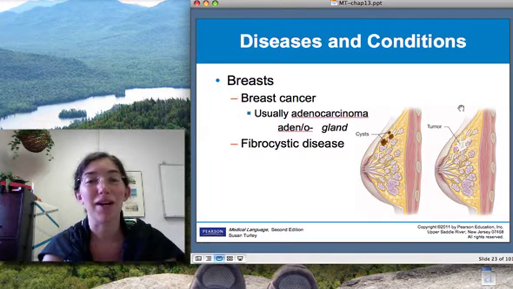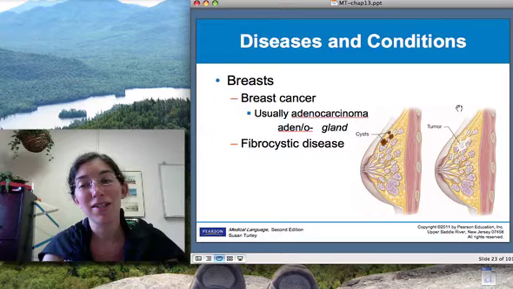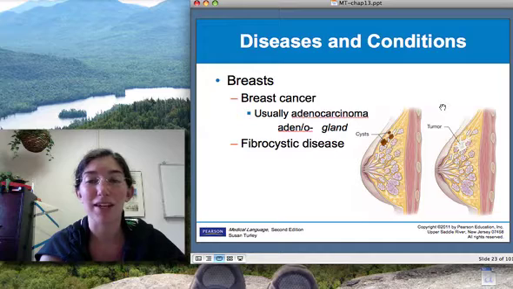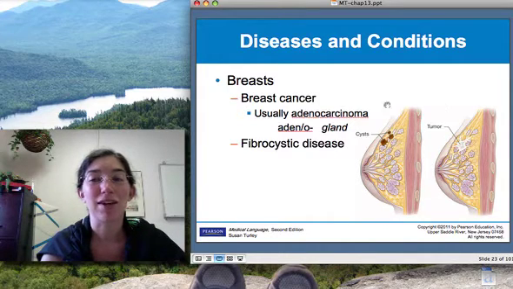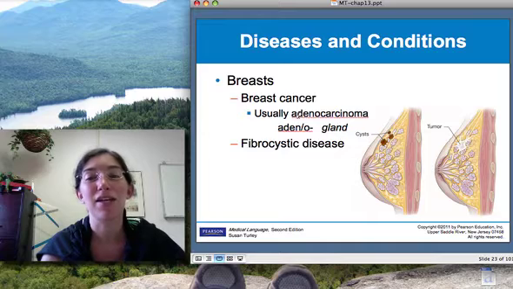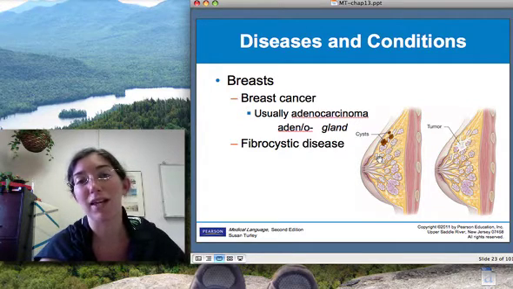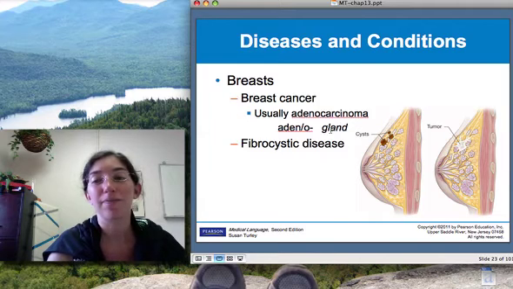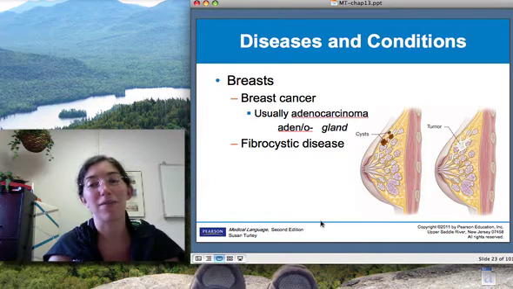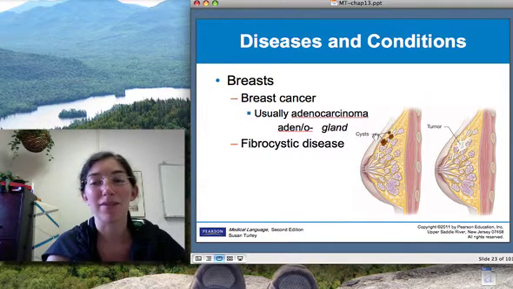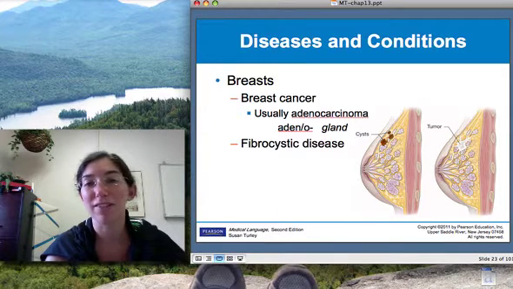Some conditions affecting the breasts, breast cancer being one. So there's different types of breast cancer. Usually the type of breast cancer that you get is an adenocarcinoma, meaning that the cancer arose from glandular tissue. Adeno means gland, and the glands in the breast are, of course, the mammary glands, the lactiferous glands. There's also fibrocystic disease, where you can get cysts that are benign, but can, I suppose, feel like a tumor, but are a very different type of tissue.